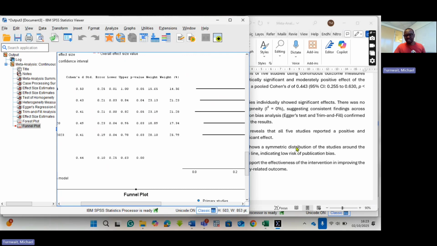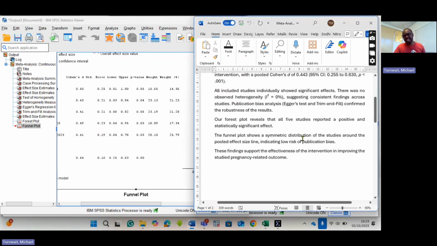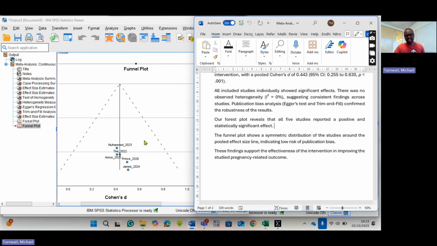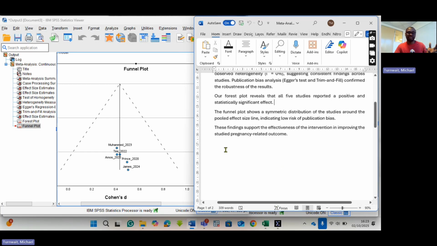Now, the funnel plot shows a symmetric distribution of the studies around the pooled effect size line, indicating low risk of publication bias. All of the 5 studies reported a positive and statistically significant effect. These findings support the effectiveness of the intervention in improving the pregnancy-related outcome, because the study was in relation to pregnancy. So thank you very much for watching.